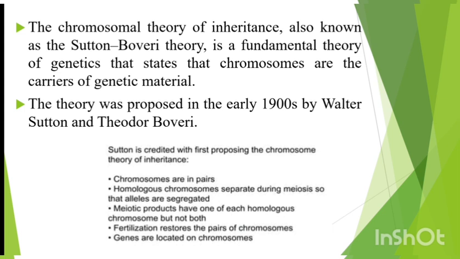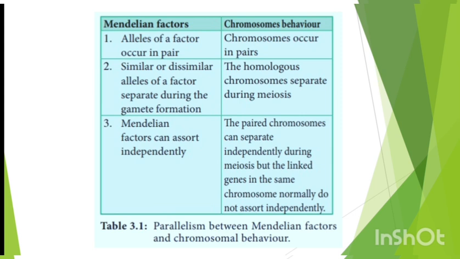Homologous chromosomes separate during meiosis, so that alleles are segregated from each other. Meiotic products have one of each homologous chromosome but not both. Fertilization restores the pair, and genes are located on the chromosomes. They also showed some parallelism between chromosomes and Mendelian factors. Mendel did not use the term gene; he used the term factor, which we call Mendelian factor. So Sutton and Boveri showed this parallelism between Mendelian factors and chromosomes.